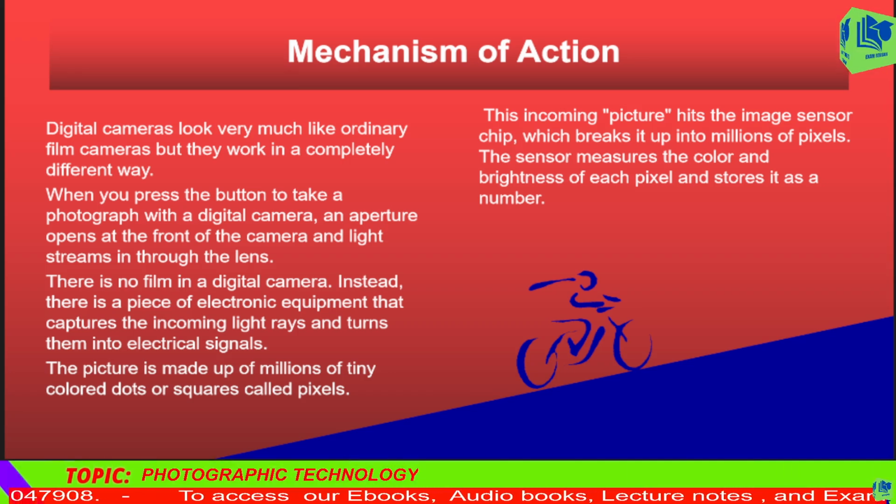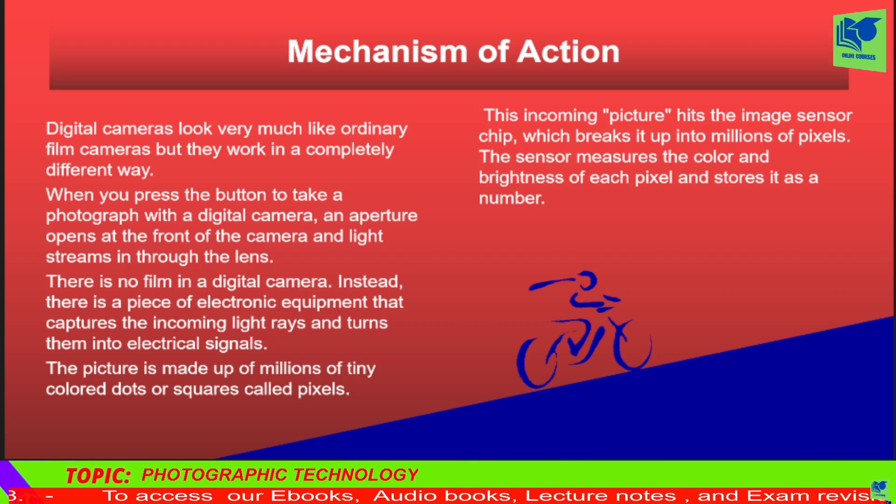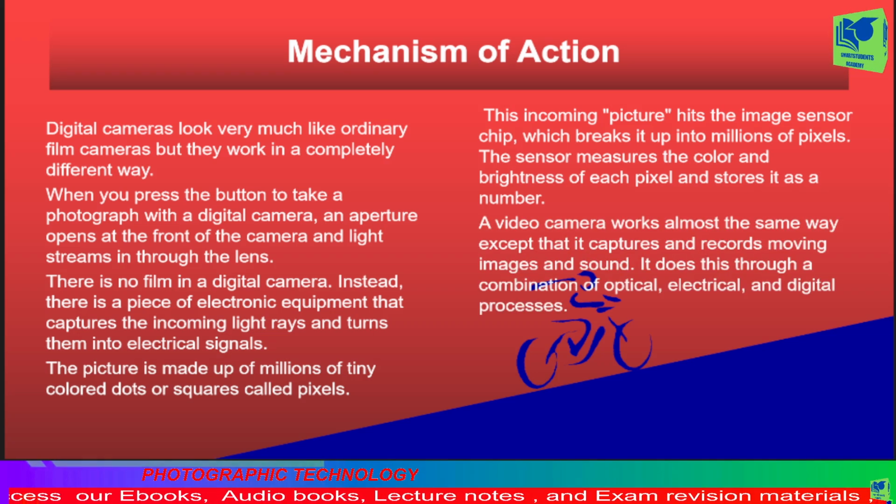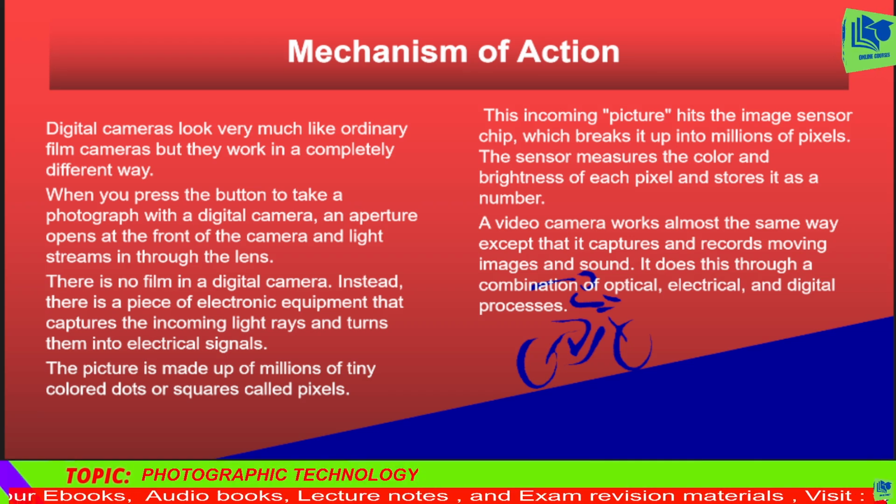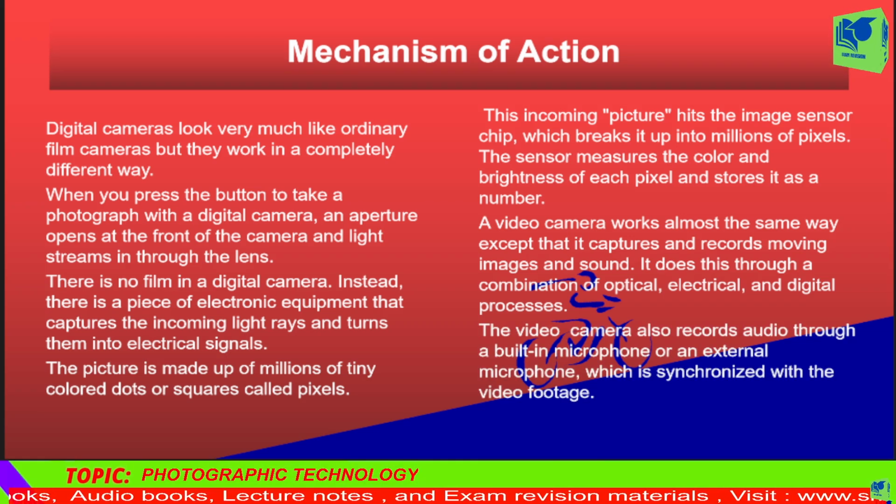Light from the thing you are photographing zooms into the camera lens. This incoming picture hits the image sensor chip, which breaks it up into millions of pixels. The sensor measures the color and brightness of each pixel and stores it as a number.